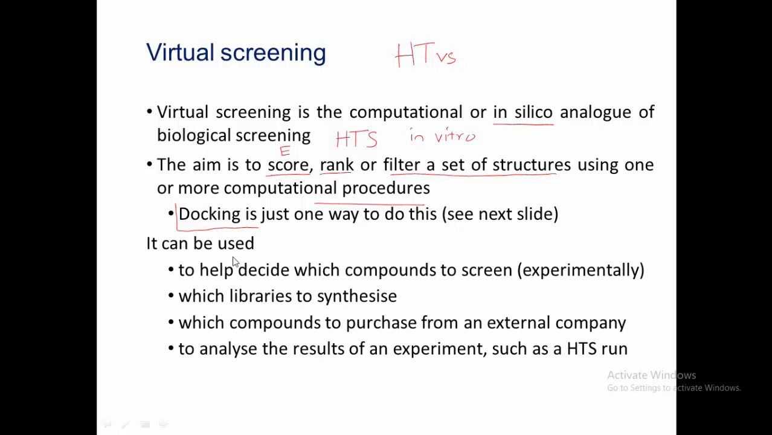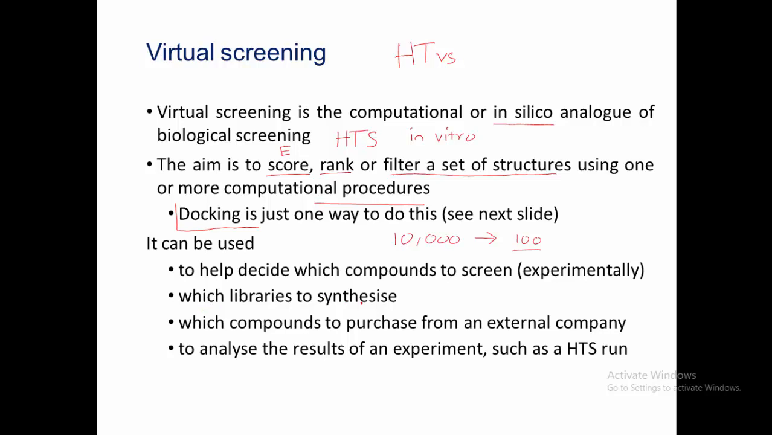Virtual screening can be used to help decide which compounds to screen. For example, if you have 10,000 compounds, when you run virtual screening you obtain, say, 10 compounds with good binding energy. Then you can select from those, for example 10 compounds or whatever, to test them experimentally. Those compounds could be obtained from the market or synthesized in the laboratory.